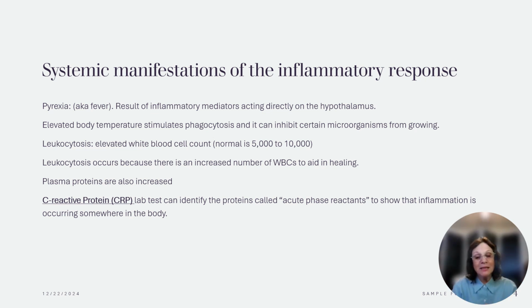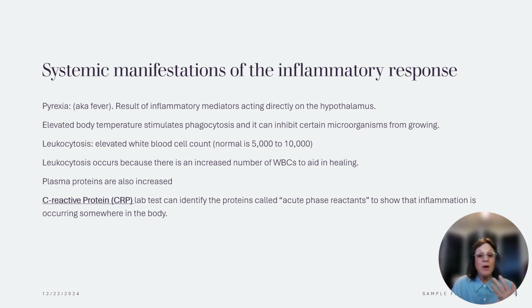Now systemically, which means throughout the body, there are specific manifestations that we see in somebody that has an inflammatory response. We talked about interleukins and different processes, different chemokines telling the hypothalamus to reset the body's temperature and cause a fever. That is exactly what can happen. So that is a systemic effect. It's not happening just at the site, it's happening everywhere.